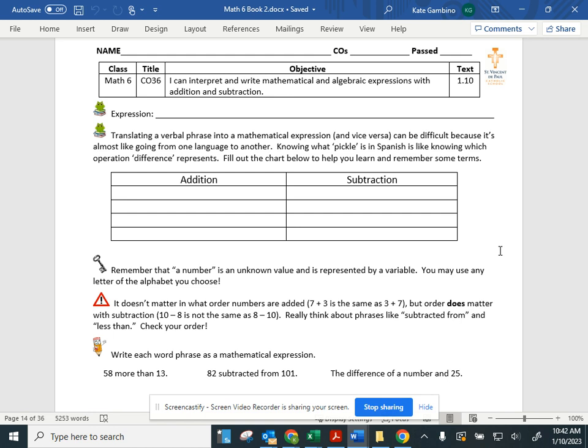So, an expression, the definition for the expression is, it's a mathematical statement. So for it to be an expression, it's just a mathematical statement. It does not have the equal sign.